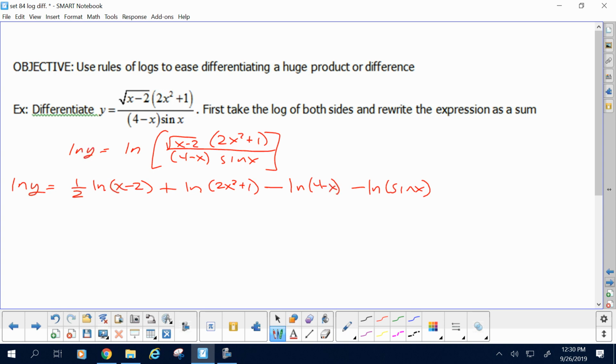So if I take the derivative now, remember I've just been doing algebra so far. Now I'm ready to take the derivative. 1 over y dy dx is, what is the derivative of 1/2 log of x minus 2?